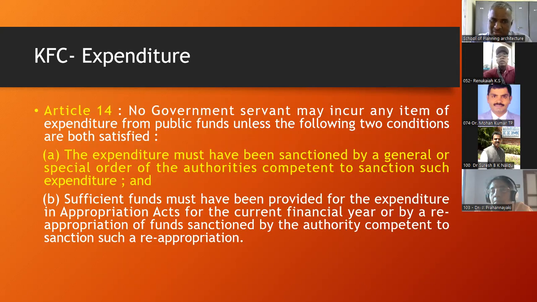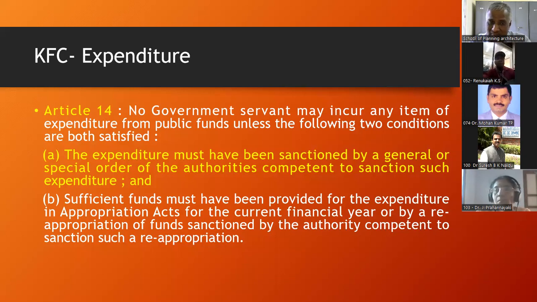Condition number one is the expenditure must have been sanctioned by a general or special order of the authority competent to sanction funds. Who is the sanctioning authority? Vice Chancellor is a sanctioning authority, or Commissioner is a sanctioning authority. You get the sanction. How do you get the sanction? You get the sanction which is approved by the budget. This is number one. Without sanction, you cannot spend the money.